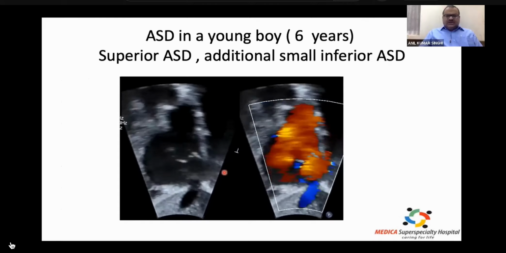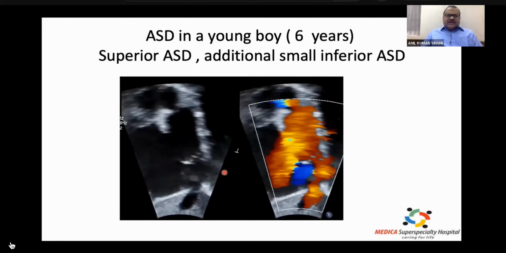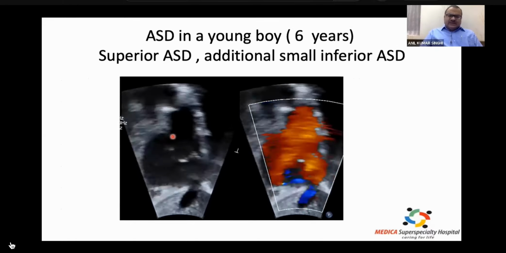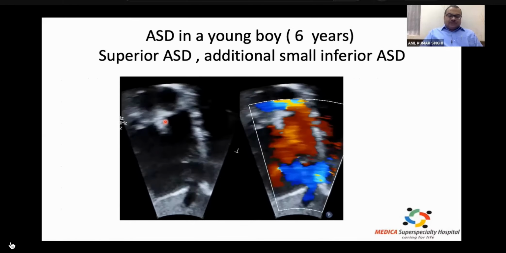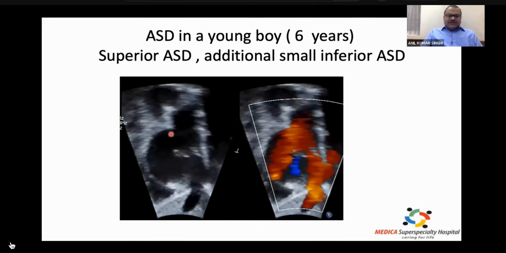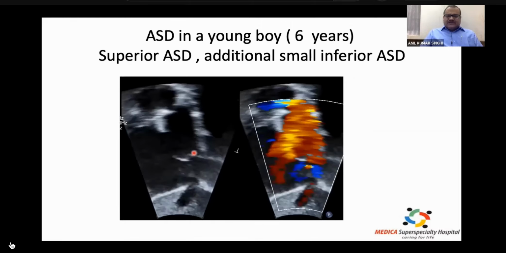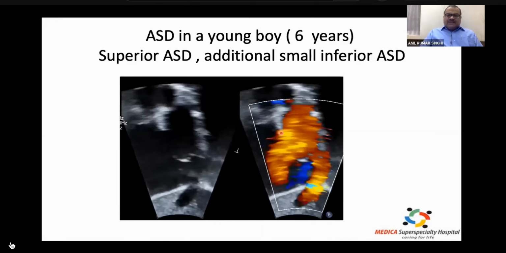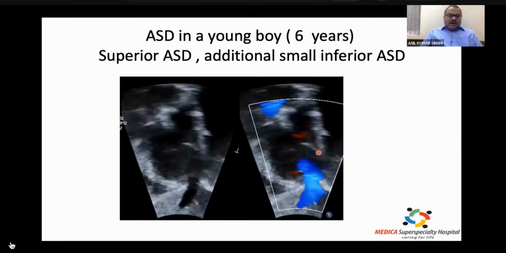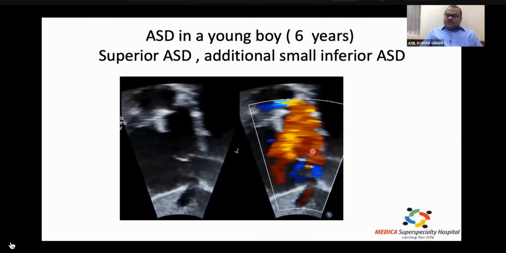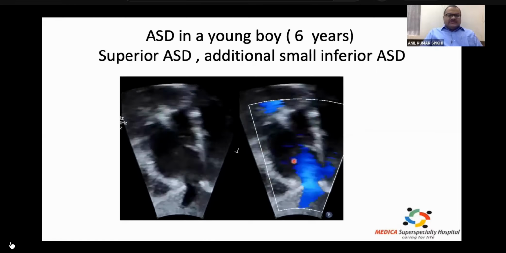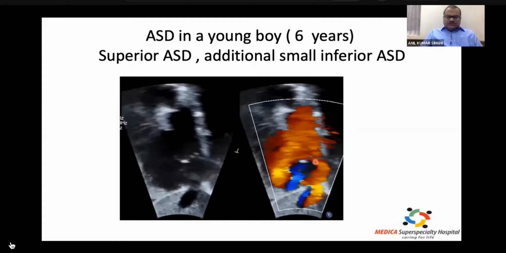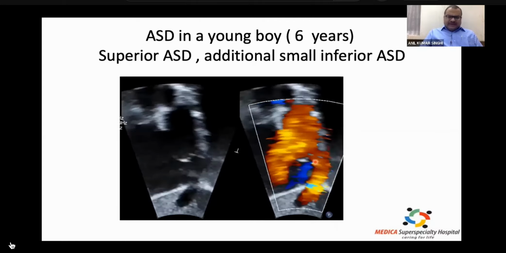So the first case is an ASD in a younger boy. This first case I am showing, this is in the subcostal view. We can appreciate an aneurysmal inferior margin, and there are two holes. The superior one is the big hole, and the inferior one is a small hole. So two issues in this small child: aneurysmal ASD and two holes with a bigger hole superiorly.